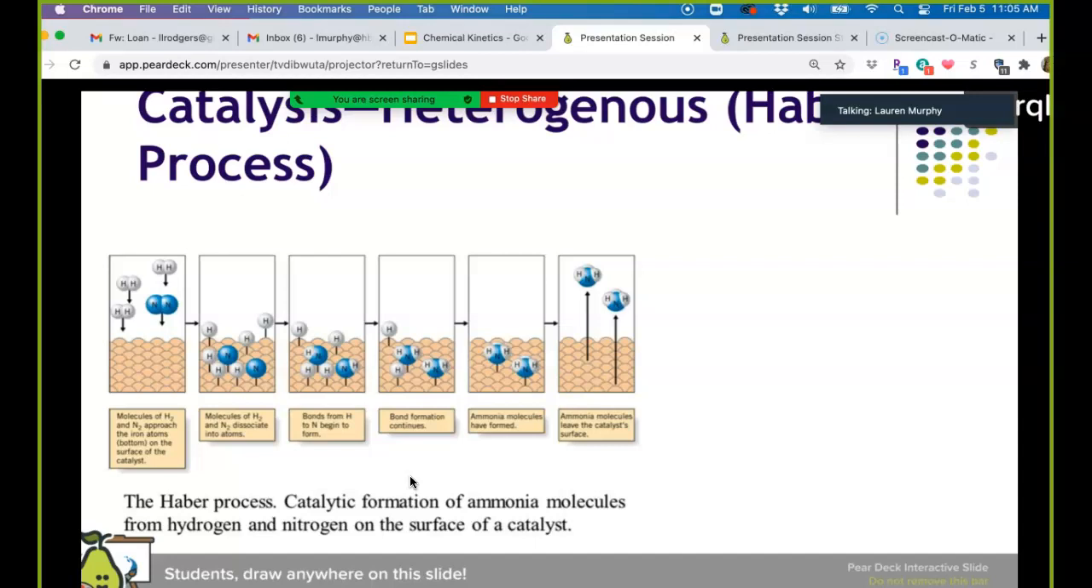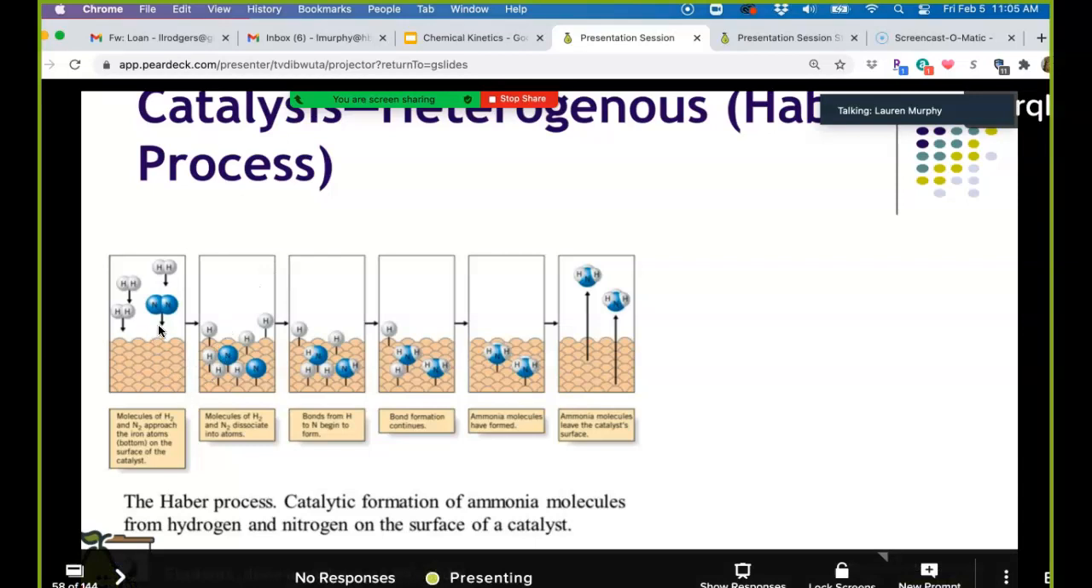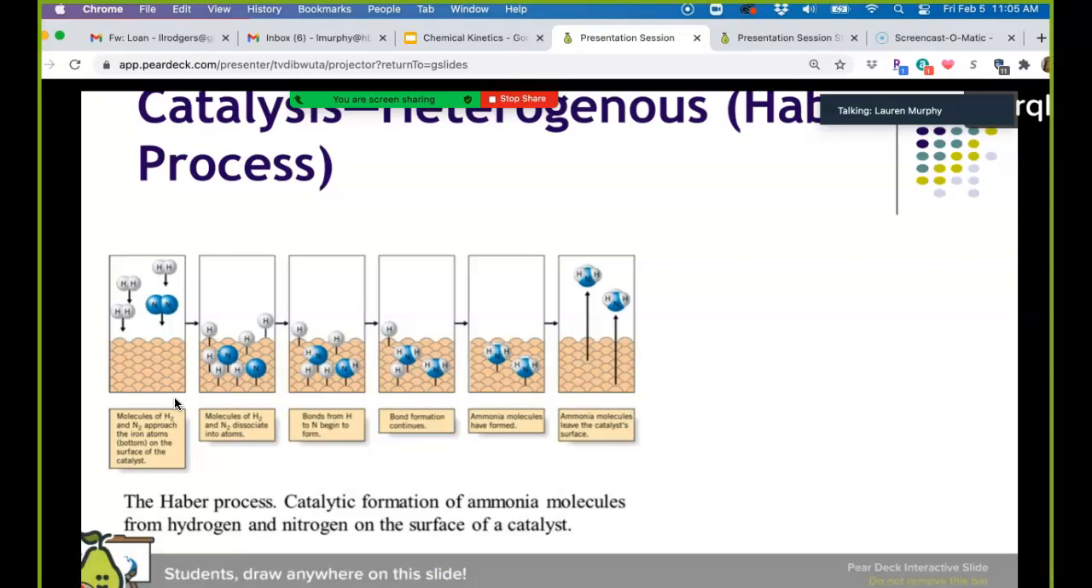And they do that by using an iron catalyst. And the iron allows the nitrogens and the hydrogens to bind quicker to make the ammonia. Now, this is considered a heterogeneous catalyst because nitrogen is a gas, hydrogen is a gas, and iron is a solid. So it's a different state of matter than the reactants it's working with. That's it for heterogeneous and homogeneous.